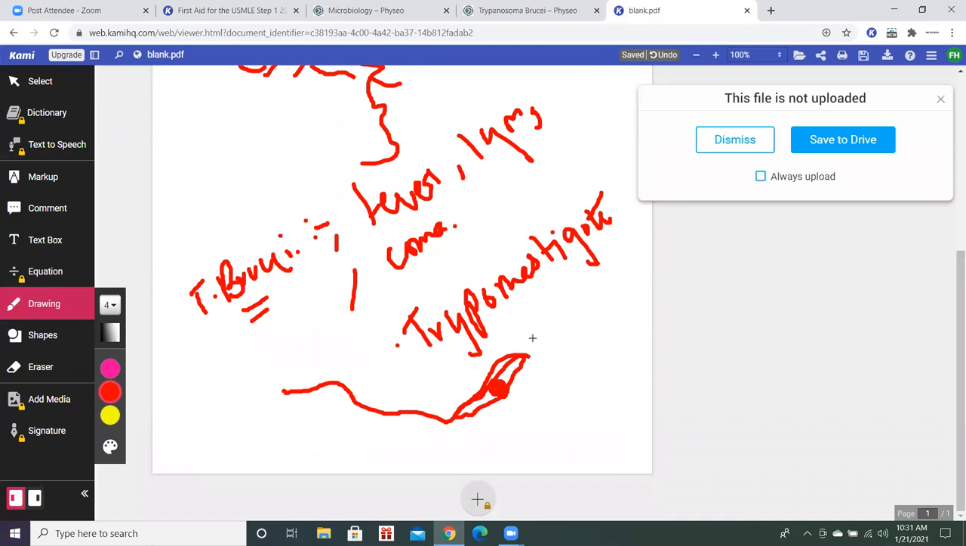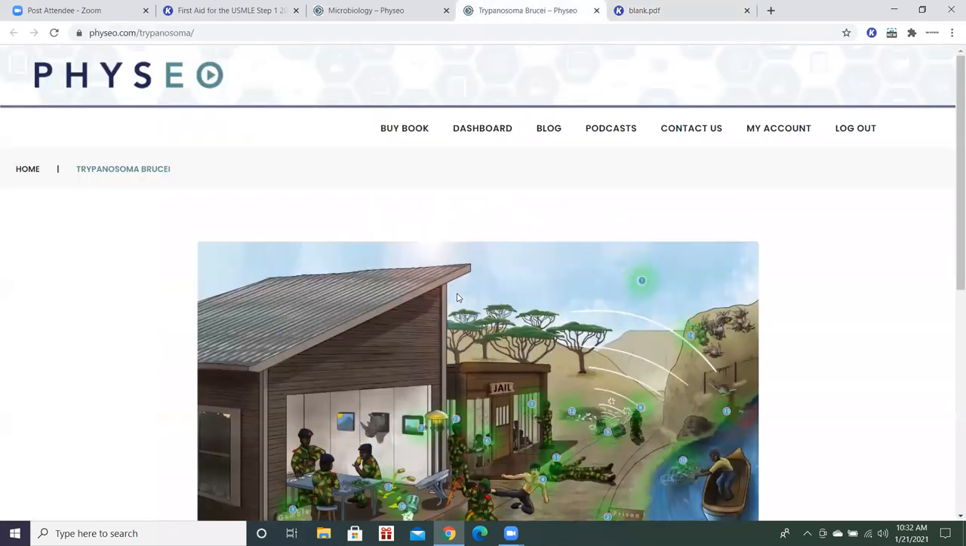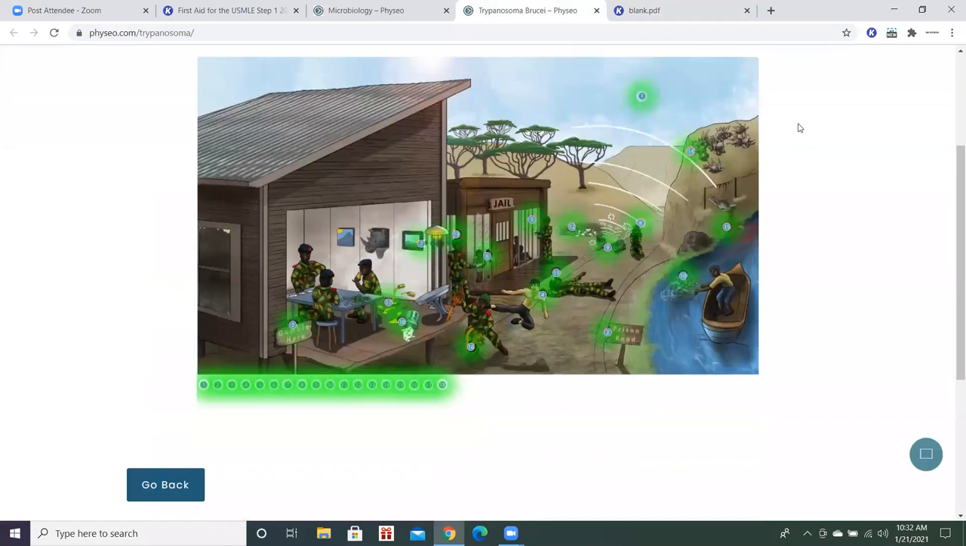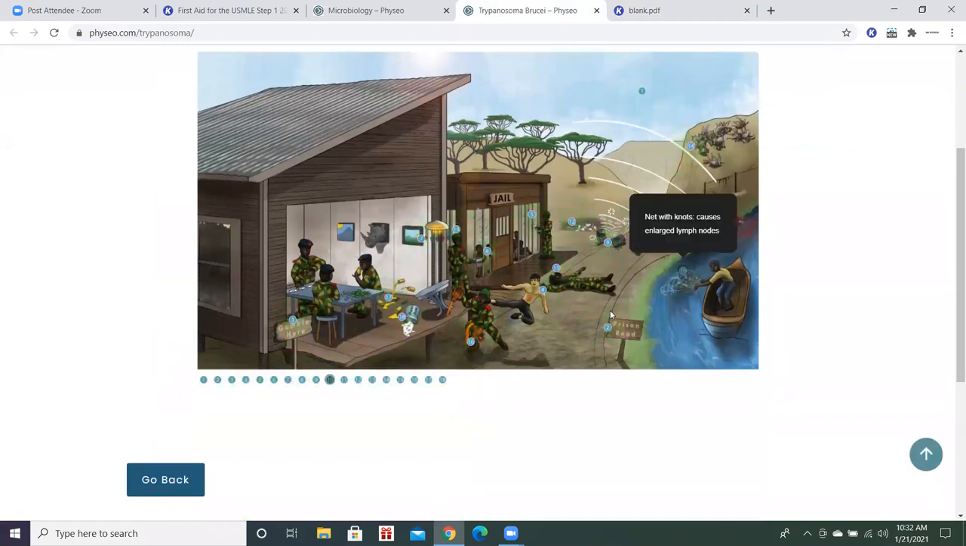Treatment wise, the treatment is very high yield over here. For bloodborne disease, we can give Suramin, and for CNS, we will give Melarsoprol. We will give Melarsoprol, okay? Suramin and Melarsoprol. To understand this, we'll look at the picture of Trypanosoma, okay? This is a picture mnemonic for trypanosomiasis over here.